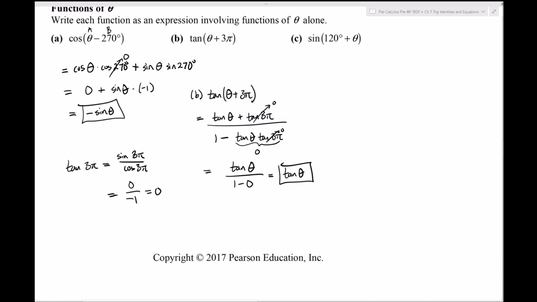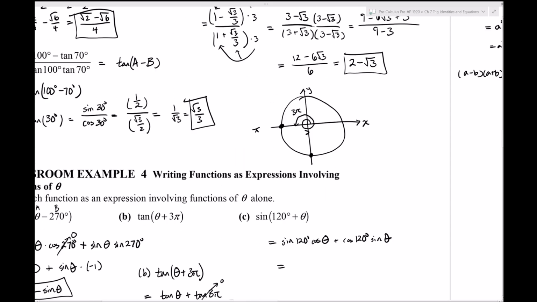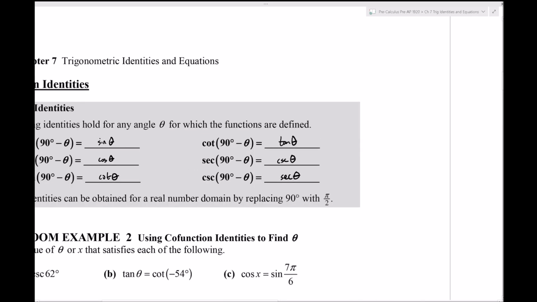So letter C. Sine of 120. There's a formula for a sum. Sine of 120 cosine theta. You don't change the sign for the sine one. Cosine 120 sine of theta. And then you simplify. Sine of 120, cosine of 120. That's where I go back to my unit circle, which I might want to go back to this one because this one's nicer.